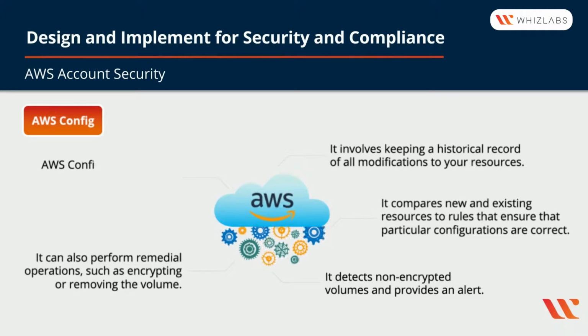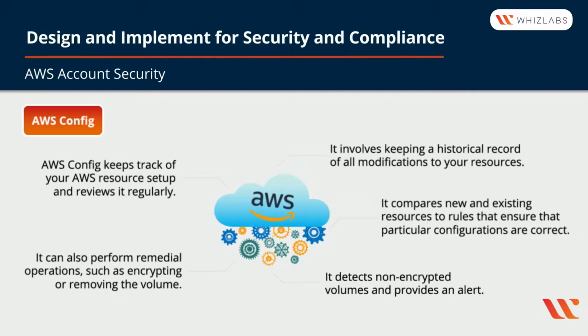Since AWS Config is enabled per region, it is critical to enable it in all the regions to ensure that all resources are recorded, even if you do not anticipate generating resources there.